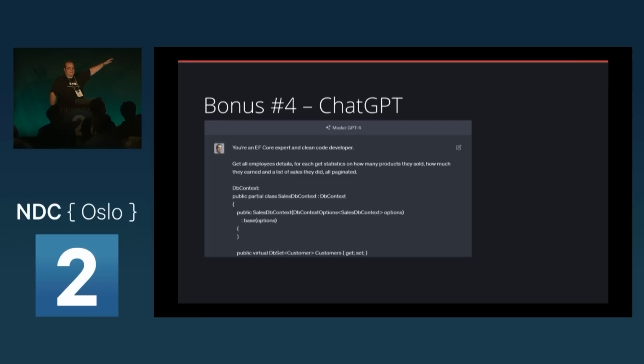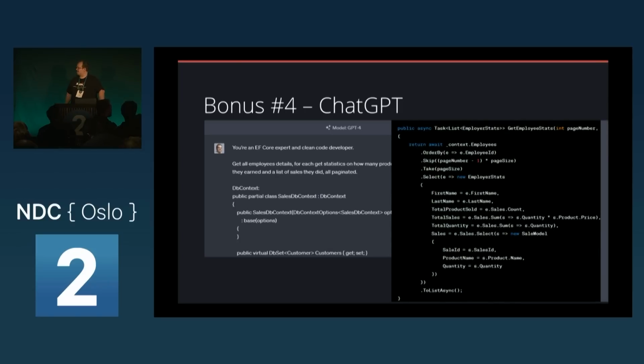So we have the "you are an EF Core expert and clean code developer, get all employee details for each, get statistics on how many products they sold, how much they earned, and lists of sales they did, all paginated." Now, with all of the stuff that you have seen today, you probably will be able to do a pretty good query on your first, maybe second try. But ChatGPT got it pretty good on its first try, and it just took a few seconds to do it. So yeah, this is actually pretty good query.